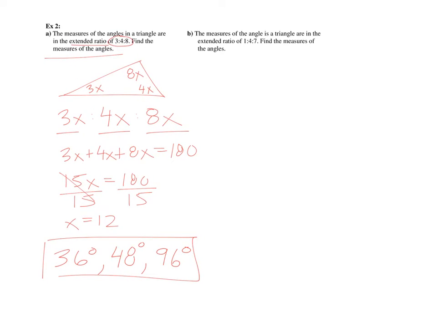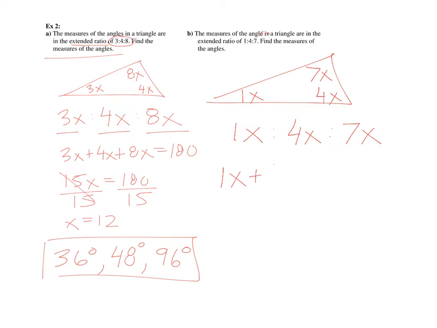All right, for part B, the measures of the angles in a triangle are in the extended ratio 1:4:7. Find the measures of the angles. Okay, same idea. I have a triangle. This is my extended ratio. My common divisor for all these is some number x. So this is 1x, 4x, 7x. They should all add up to 180.